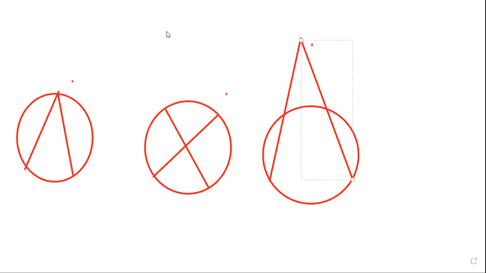I want anyone to tell me the rules for the three cases in front of you now. This is angle ABC, and here I have A and B. This is C and D, and they intersect at point E. And next I have A, B, C, D, and E.